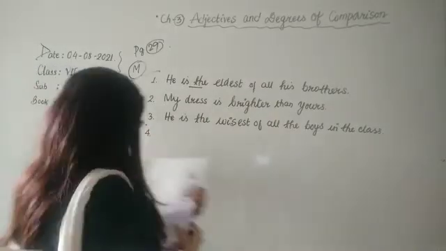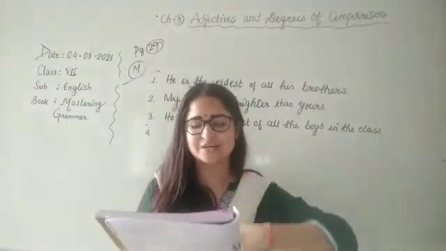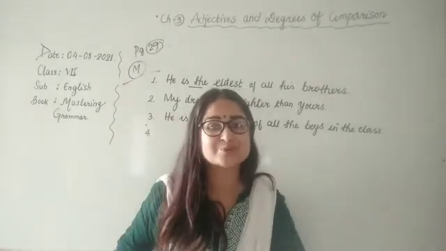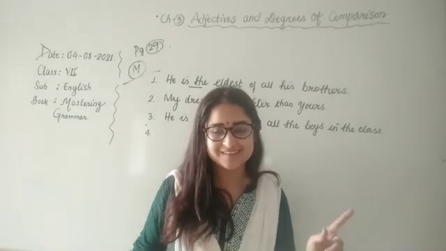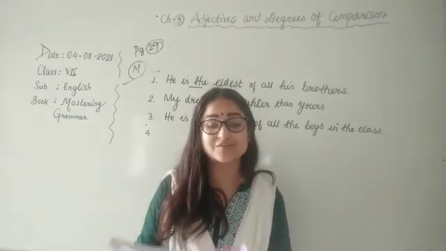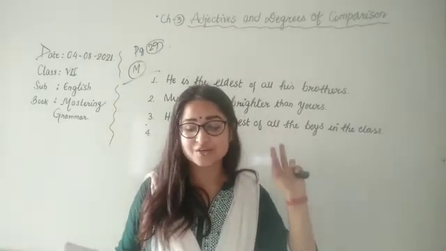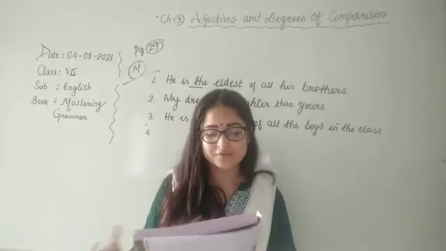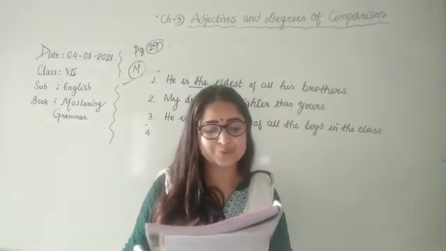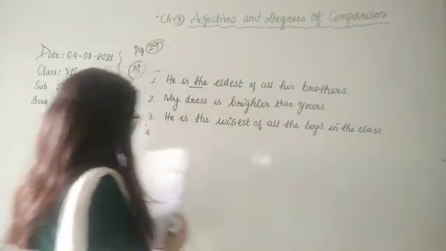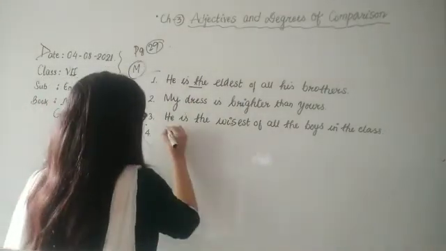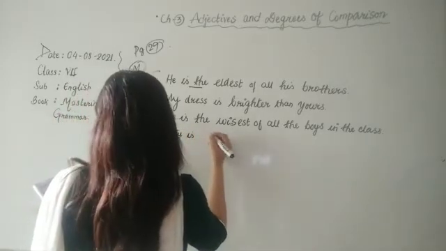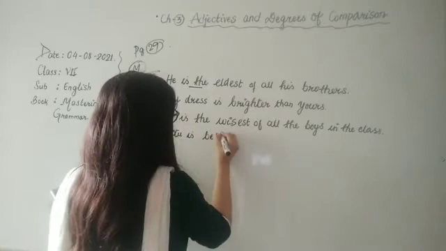Number 4. Ritu is best than Sakshi in maths. Best is what? Superlative degree. We cannot use superlative degree with than. Here we can see Sakshi and Ritu are compared. Their marks, or their ability in maths, is compared. Because we have to use a comparison word, we are going to use better. Ritu is better than Sakshi in maths.